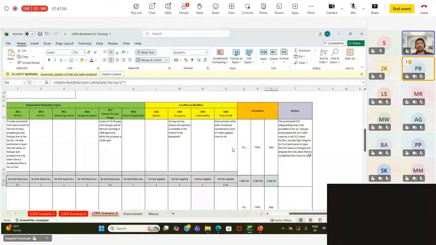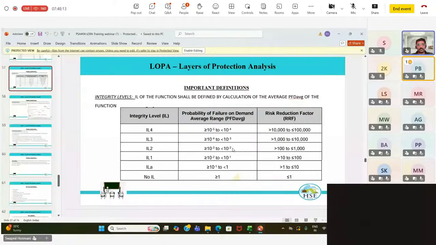Now you must be asking me why only SIL 3 and not SIL 2. So just look at this value. It says 2 into 10 raised to minus 3. Once you get this value as a gap, we are supposed to look at the table. You look at this table, or there is another.